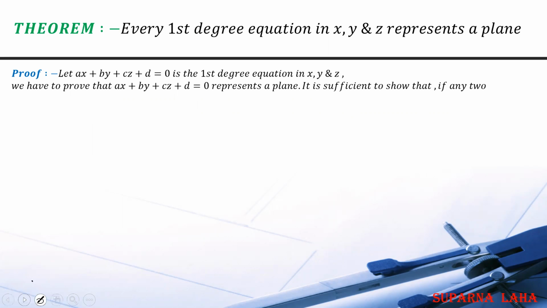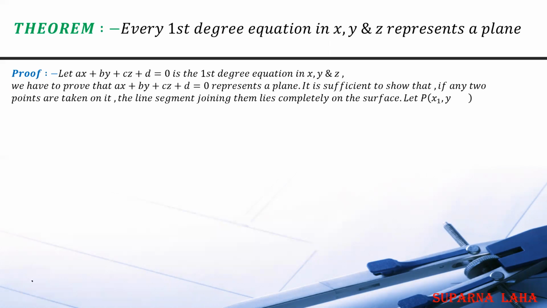Now, to prove that this satisfies the definition of a plane, we have to choose 2 points on the surface. That is, these 2 points will satisfy the first degree equation. And if we can choose any point on the line segment which also satisfies the equation, then we can show that the equation satisfies the definition of the plane, and hence it represents the equation of the plane.